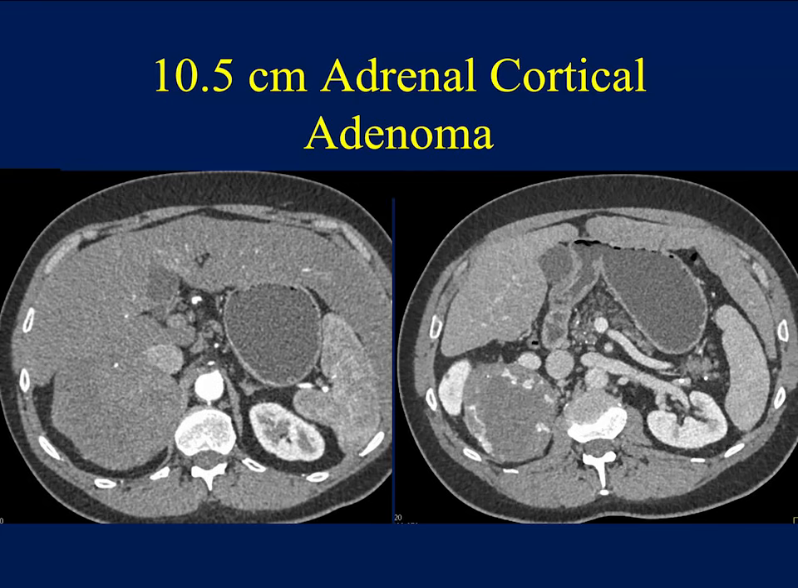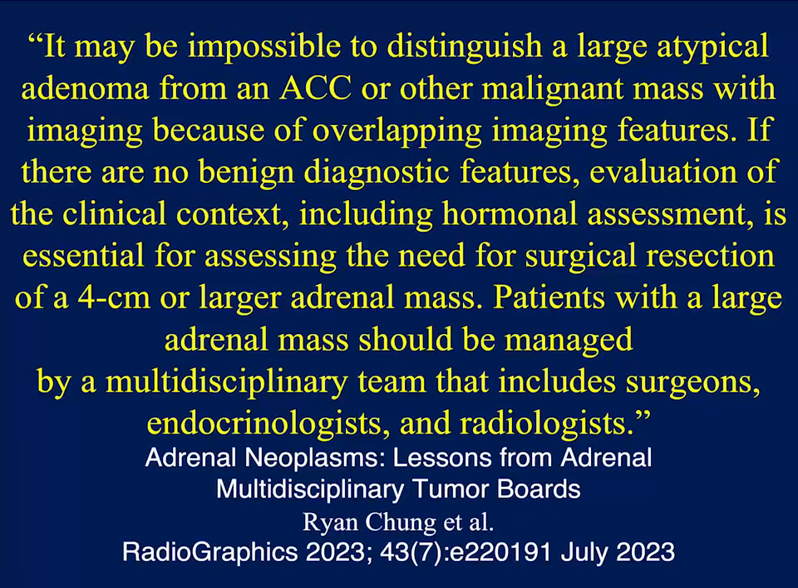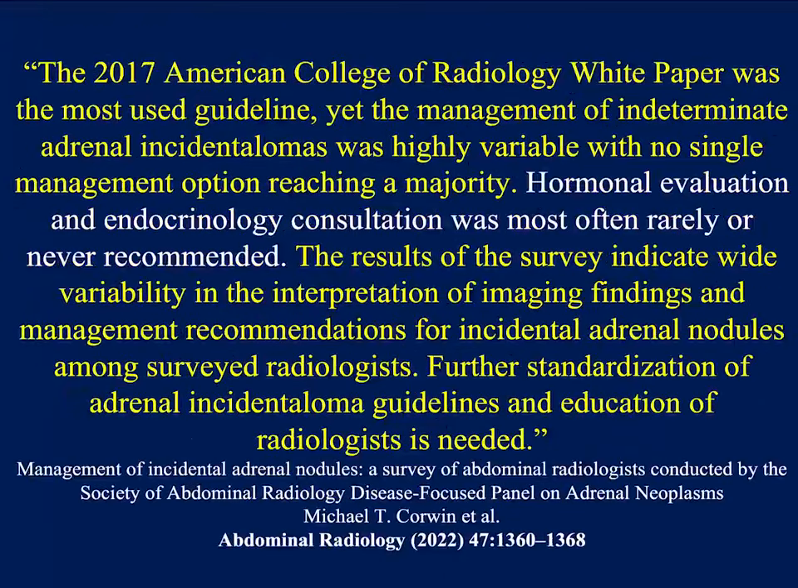This patient did have the lesion resected. We did not think it looked that aggressive, but the vascularity was concerning, the size was concerning, and it was removed. And Chung makes that point. It may be impossible to distinguish a large atypical adenoma from an ACC or other malignant mass because of overlapping features. Again, multidisciplinary conference would be helpful, but in that case, it helped us understand what we were thinking about, but the patient still needs surgery, and at the end of the day, surgery was done for a benign lesion. Okay? Very, very important.